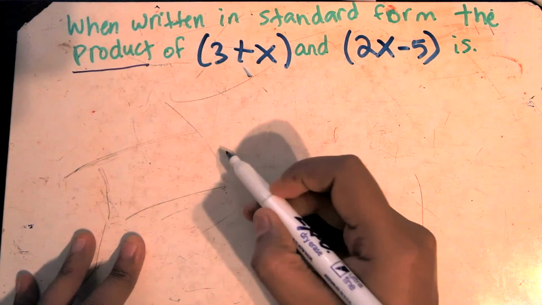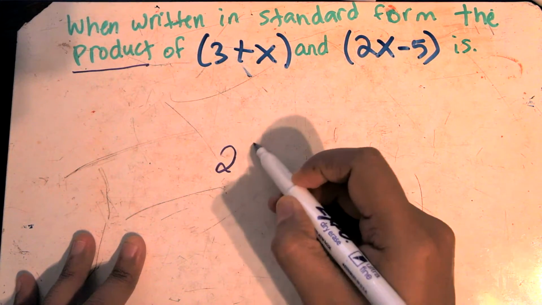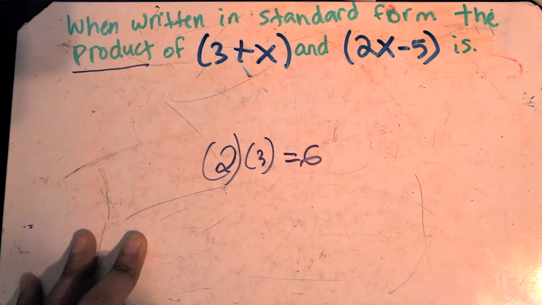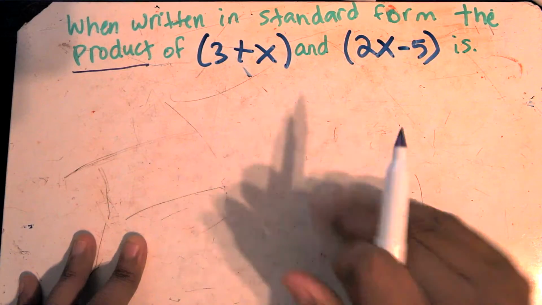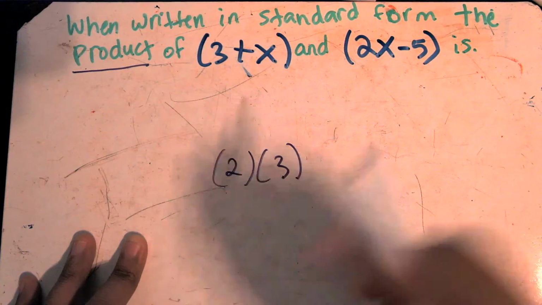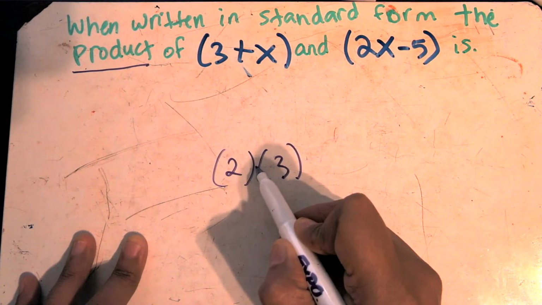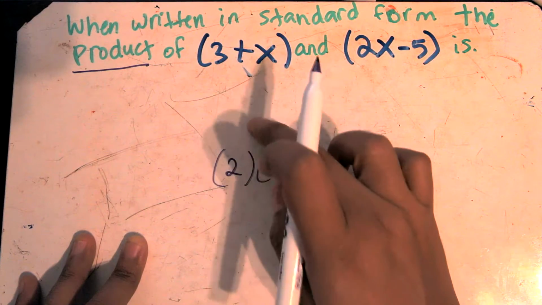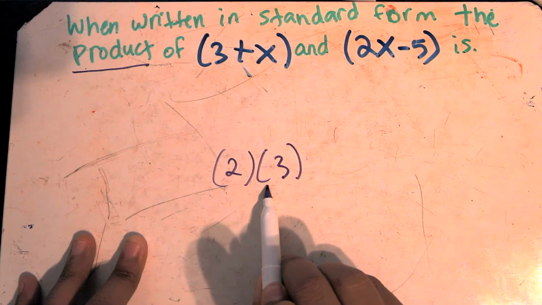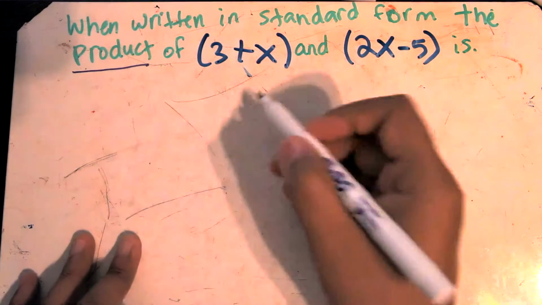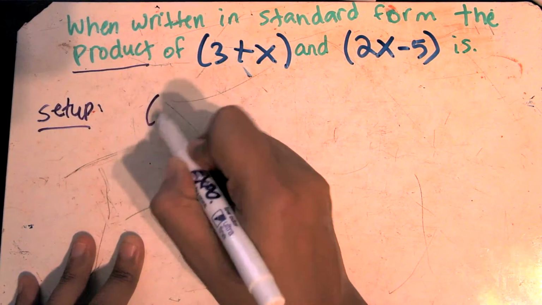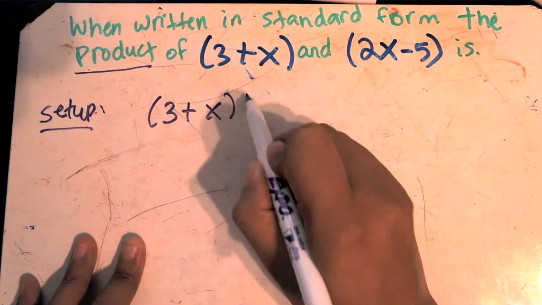So for example, when it says the product of 2 and 3, they're asking you to multiply 2 and 3. Notice that I actually use parentheses. This means to multiply. Parentheses, if you don't see any sign here like plus or minus or division, then there's an invisible multiplication sign between the two. So let's go ahead and set it up because it's a word problem and it needs to be set up. We're being asked to multiply these two.